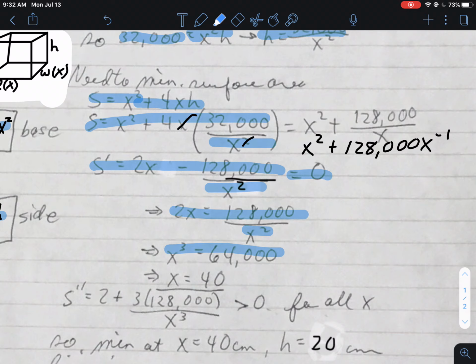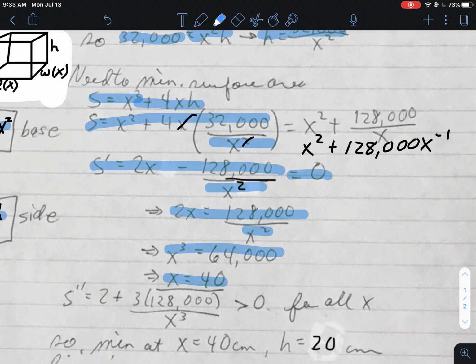And in this case, we took the cube root. Cube roots are nicer because you don't need a plus or minus there. The cube root of 64 is 4. The cube root of 64,000 is 40. And that gives me the value for x, which again, remember, represents the length and the width.